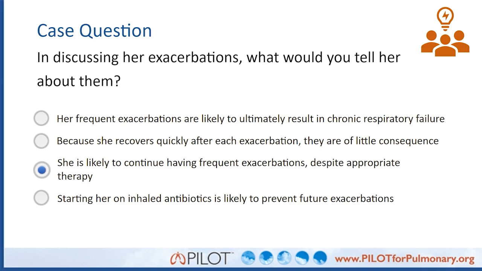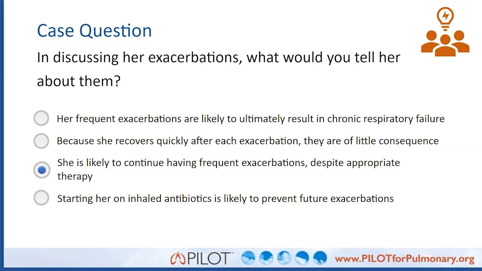Getting back to our patient with frequent exacerbations, the correct answer is answer C. She's likely to continue having frequent exacerbations despite appropriate therapy, as she is a frequent exacerbator. And as of now, we don't have therapies that have been proven to markedly decrease the rate of exacerbations. Even patients who are on chronic macrolide therapies, who will have fewer exacerbations on average, still will continue to have exacerbations in general. The other answers are incorrect.